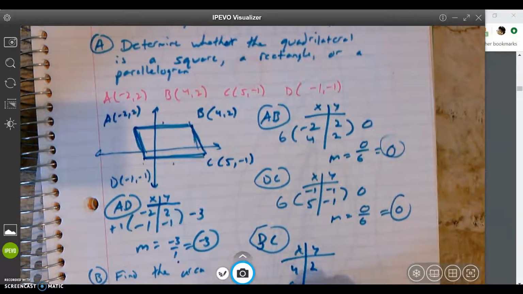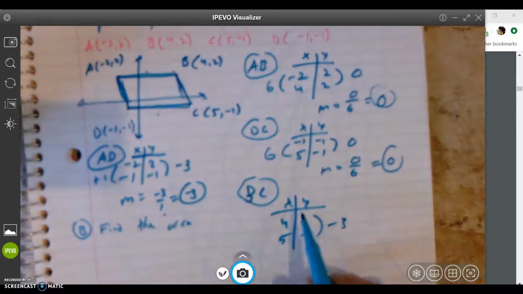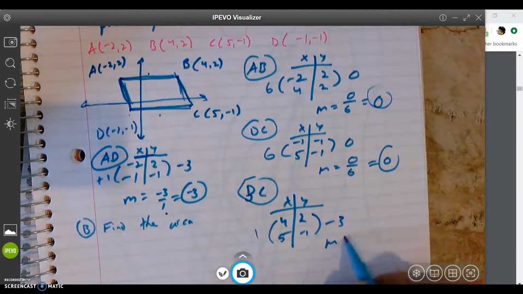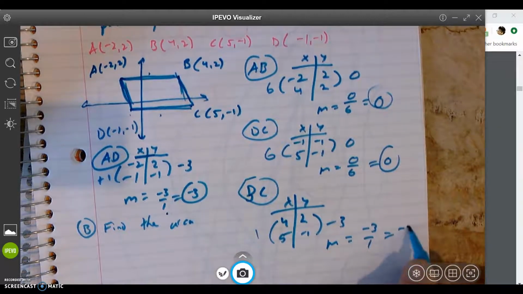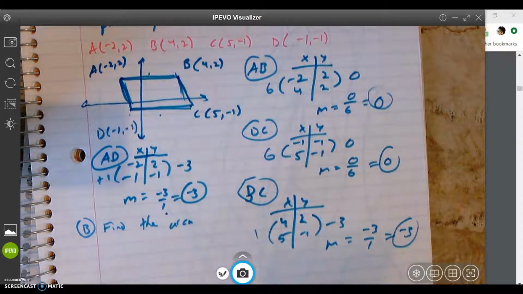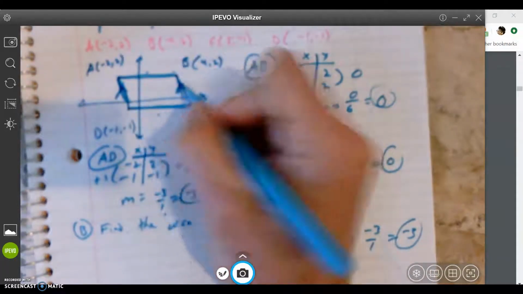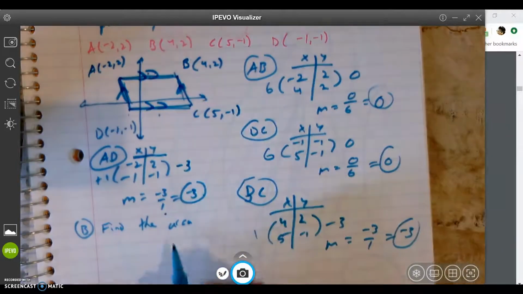4, 2, 5, -1. This is down 3. 2 to -1 is -3. And then 4 to 5 is 1. So your slope is change in Y over change in X, -3 over 1, which is -3. Ding, ding, ding. So these slopes are the same. So this is parallel to this, and these two lines are parallel. So we have a parallelogram.